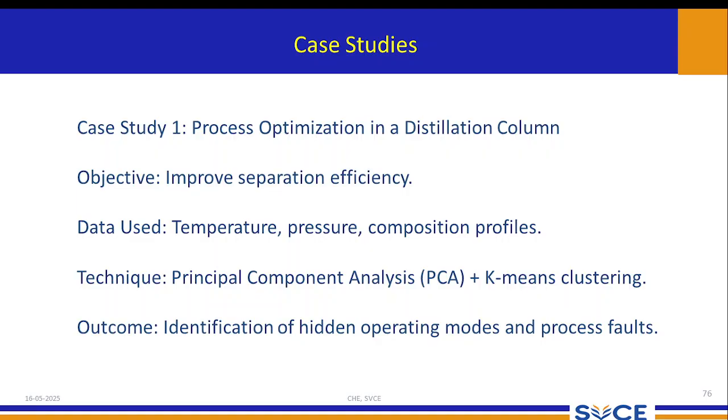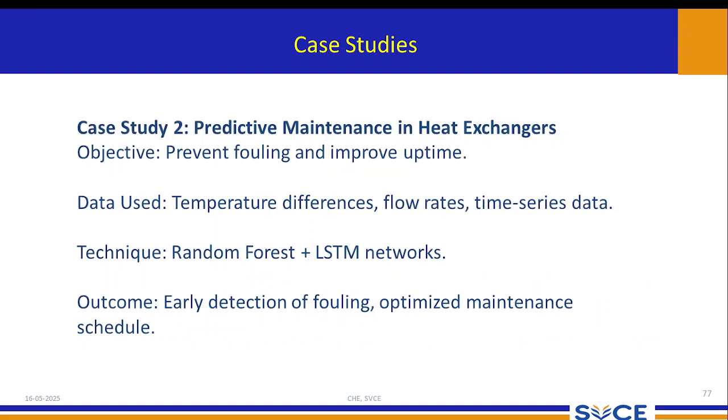The first one is process optimization in a distillation column. The objective is to find the separation efficiency at the distillate, and the data used are temperature, pressure, and composition profile. The technique is principal component analysis, a dimensionality reduction technique, and k-means clustering, an unsupervised learning technique, adapted as machine learning models for process optimization in a distillation column. The outcome is the identification of hidden operating modes and process faults.